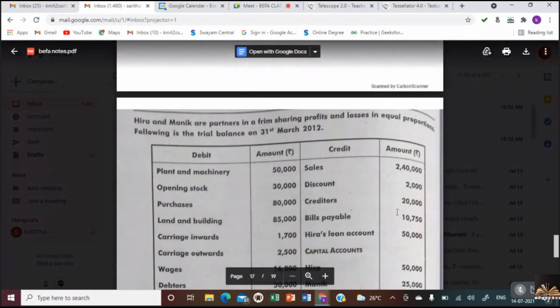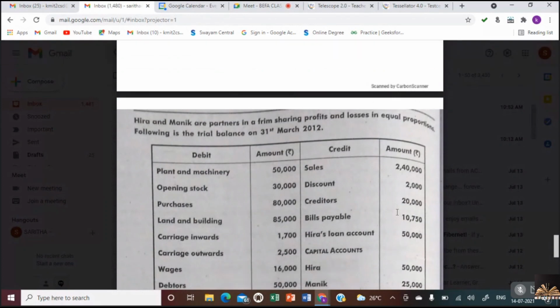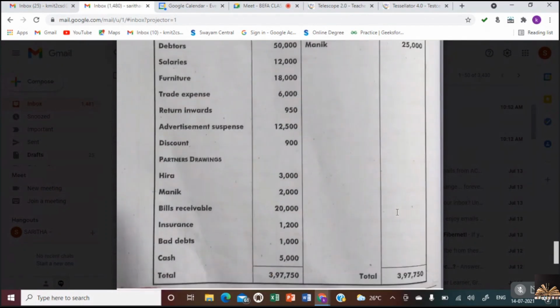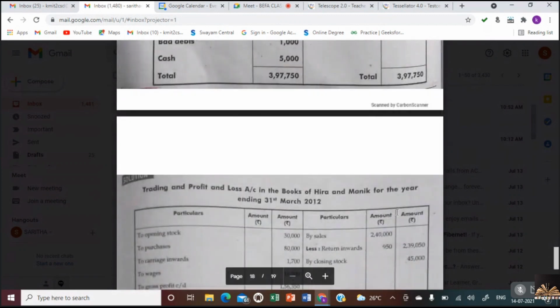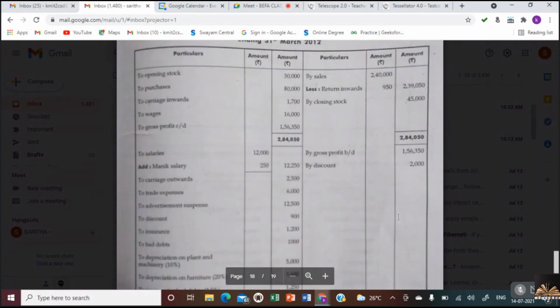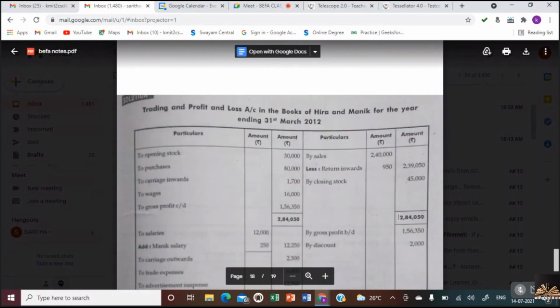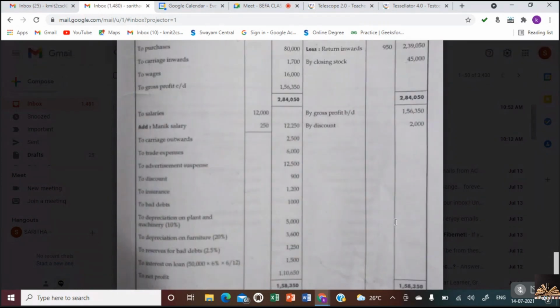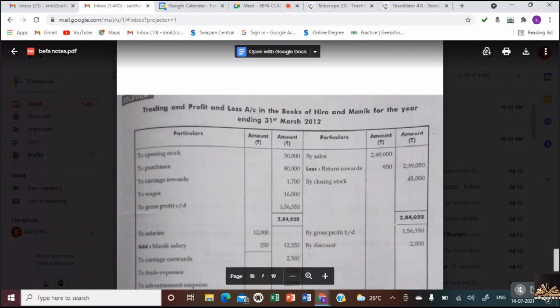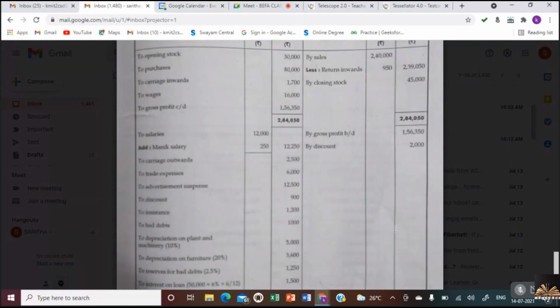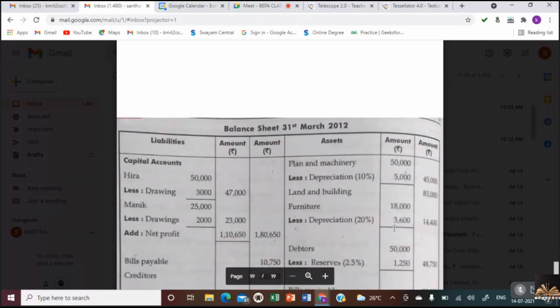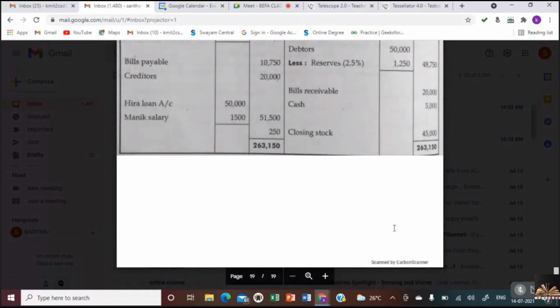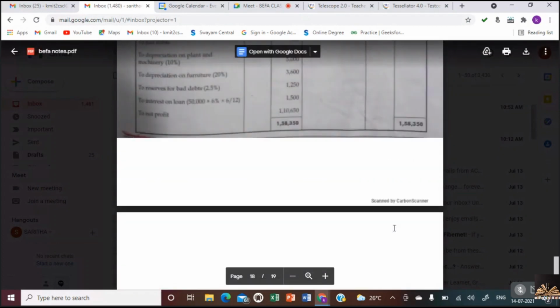So here, see the question. There are 2 partners in a firm sharing profit and losses in equal proportion. Following is a trial balance. Prepare trading account, profit and loss account, and balance sheet in the books of these 2, Hira and Manik. So this is the trading account, profit and loss account, and this is the balance sheet. So this is how we need to prepare.